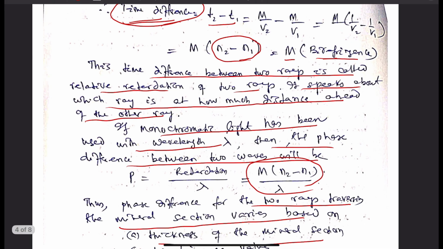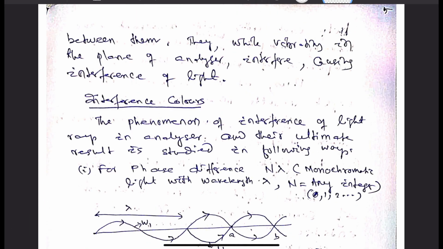Let me elaborate this fact. There is double refraction when the polarized light comes from the polarizer and enters into the mineral section. Two rays are produced, one fast ray, other slow ray. Both go up to meet the analyzer.